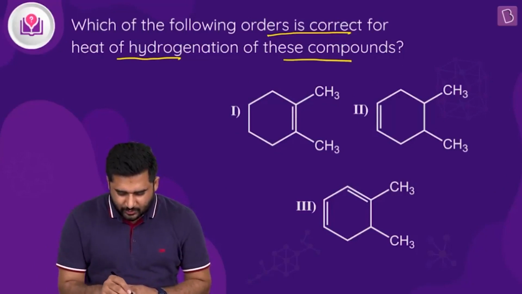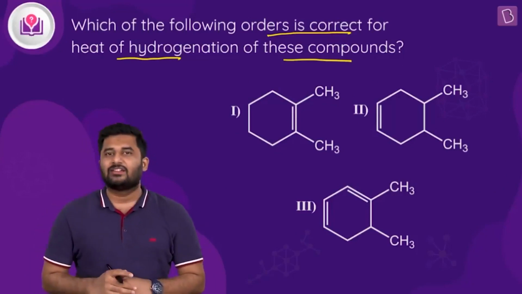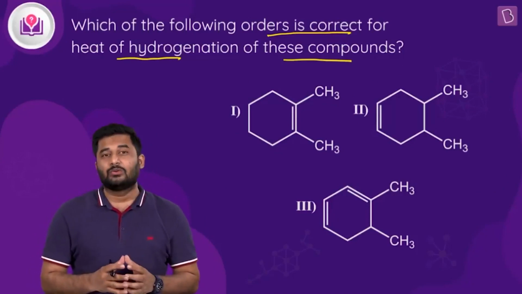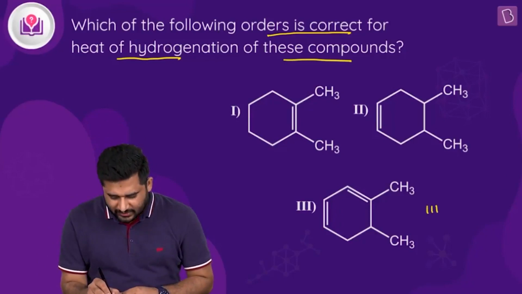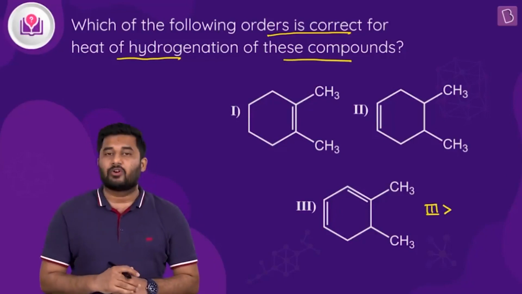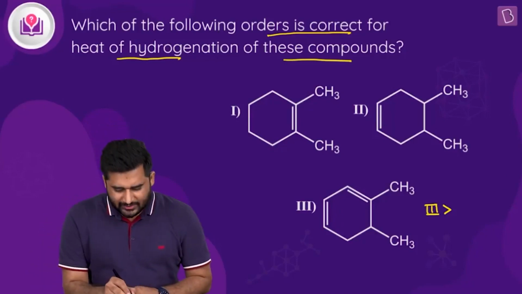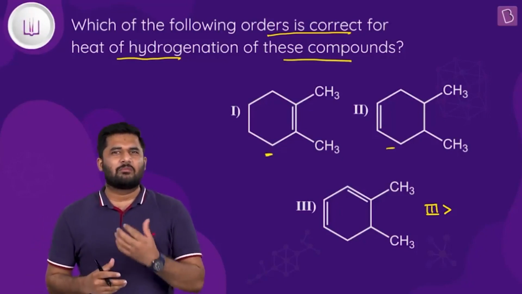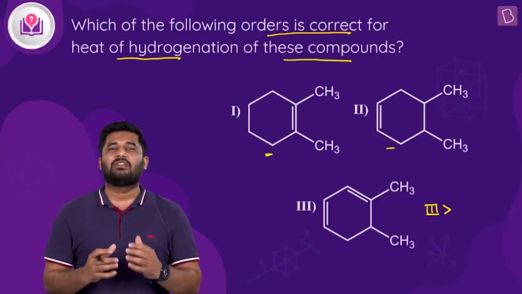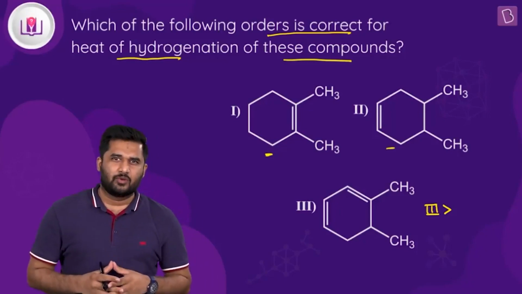Out of molecules 1, 2 and 3, molecule 3 contains 2 pi bonds, whereas molecules 1 and 2 contain 1 pi bond each, which clearly tells us that the heat of hydrogenation will be maximum for molecule 3, as it contains more pi bonds. Now let us compare between first and second. Obviously, since they contain the same number of pi bonds, we have to compare with the help of stability, isn't it? So let us look at the stability of these molecules.